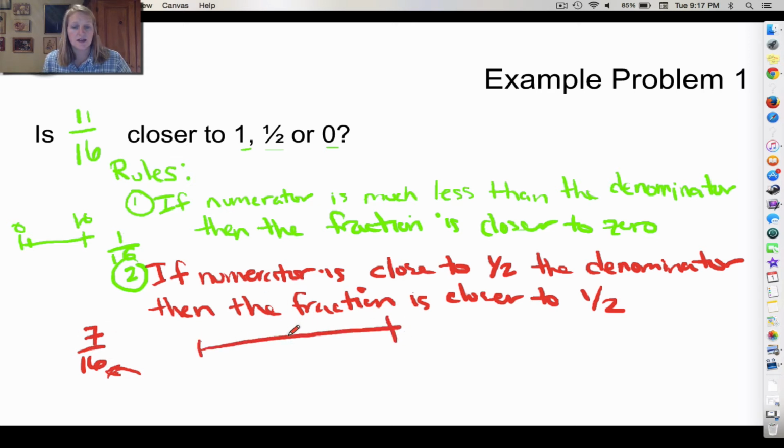If this is 0, this is 16. Half of 16 is 8, whereas this number is very close to 7. It's very close to 8. 7 is right here. So that means that you really are halfway between 0 and 1, because as you know, 16 over 16 would be equal to 1. So that's another way to check and see if you're close to a half.